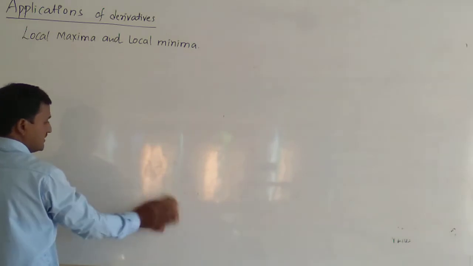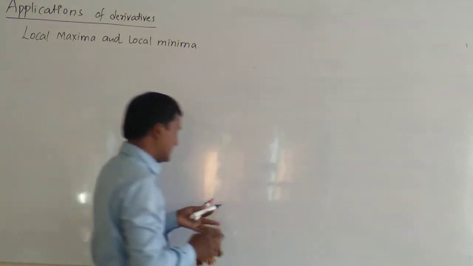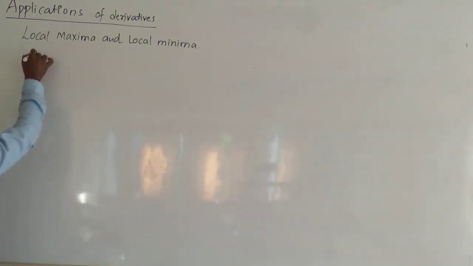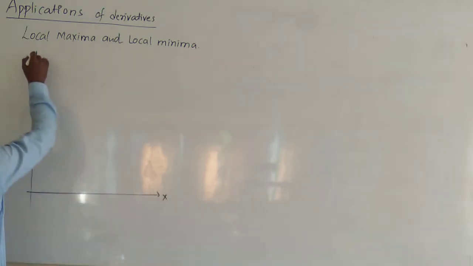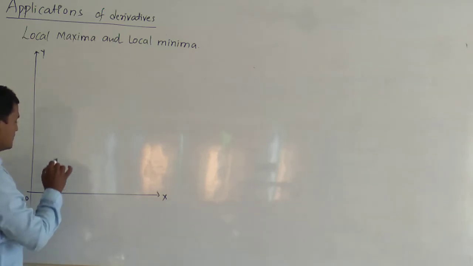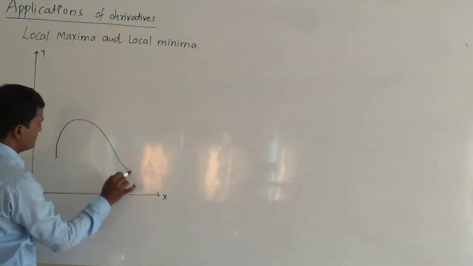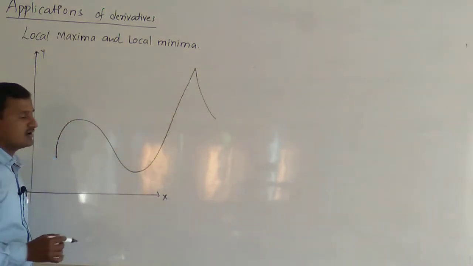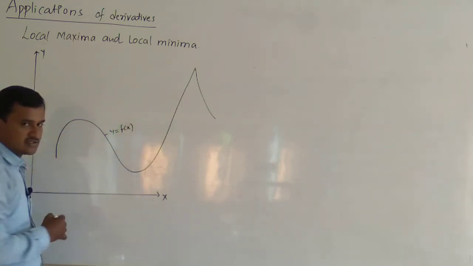The next topic is the first derivative test and the second derivative test. For this, again I will take one more graph of a function. Here I will take x, here I will take y, and here is the origin. Now I will draw the graph of the function like this. This graph is called y equals f of x.